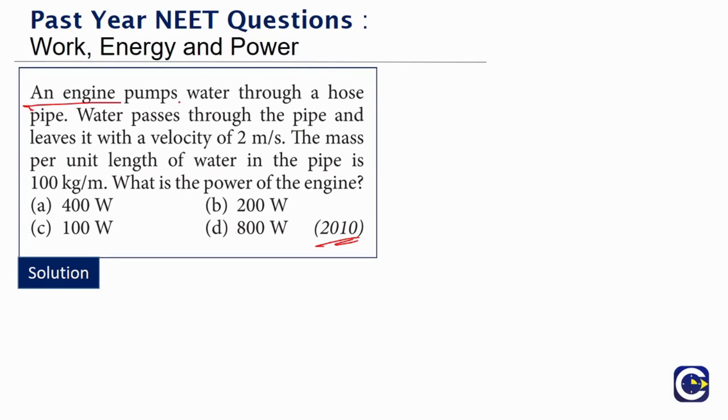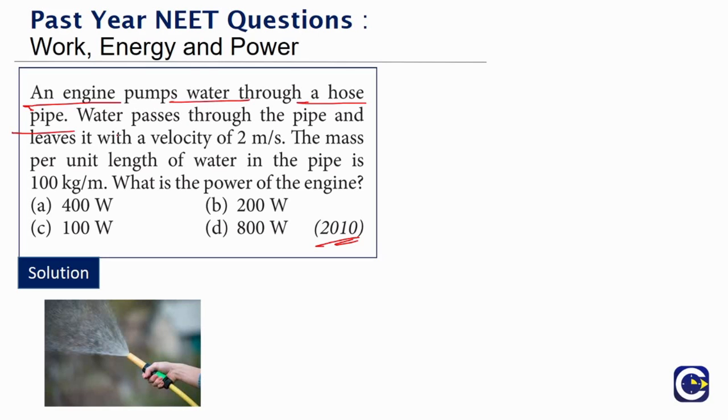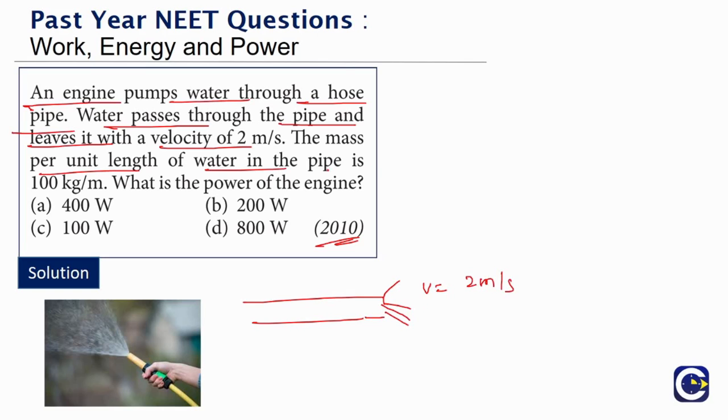An engine pumps water through a hose pipe. Water passes through the pipe and leaves it with a velocity of 2 meters per second. Same concept, right? So the water is coming out from the hose pipe with how much velocity? This is V. V is 2 meters per second. The mass per unit length of the water in the pipe is 100 kg per meter. Means small m value, right? Just now we discussed it. It is 100 kg per meter. What is the power of the engine?